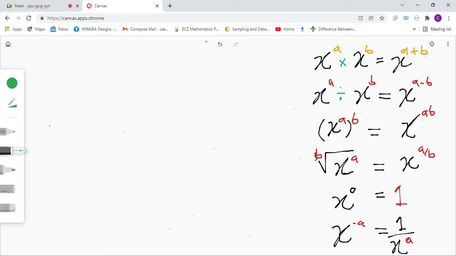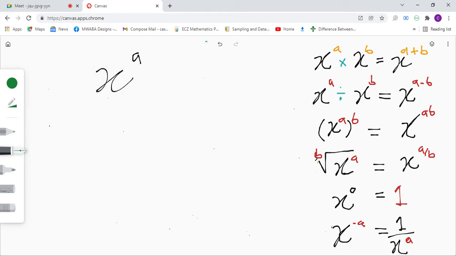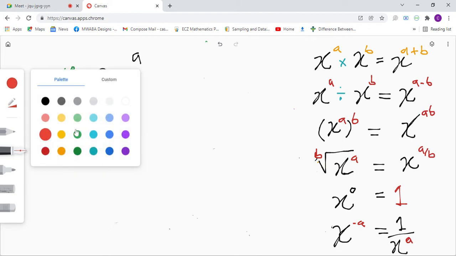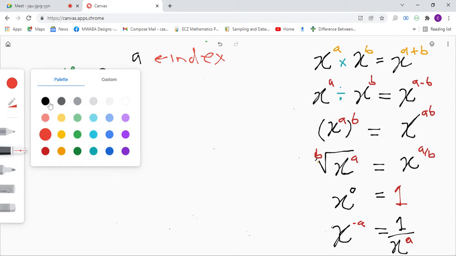Begin our lesson on indices. So what you must know is you have to know what the base is and what the index is. For example, if I write x to the power a, our base is going to be x, and our index is a. Sometimes they're also called exponents, but it's one and the same thing.